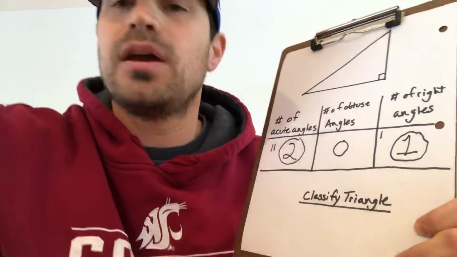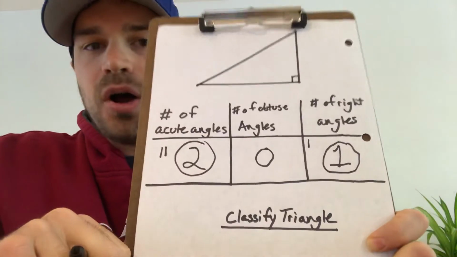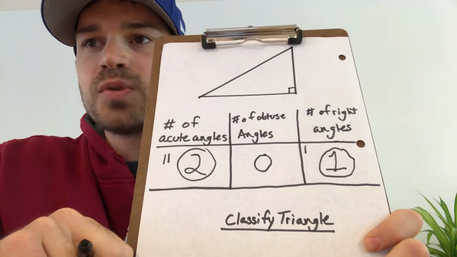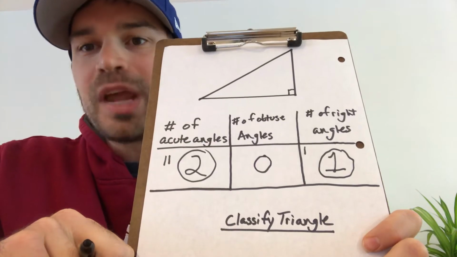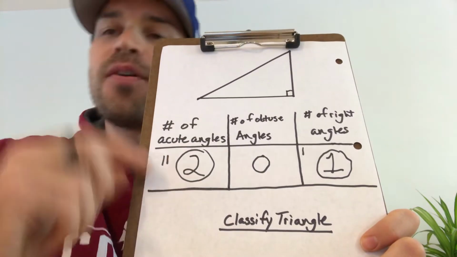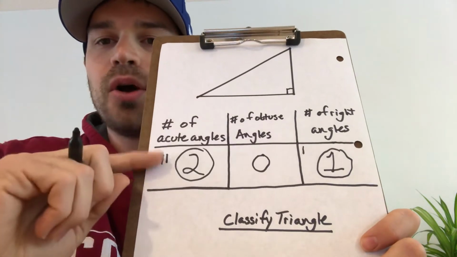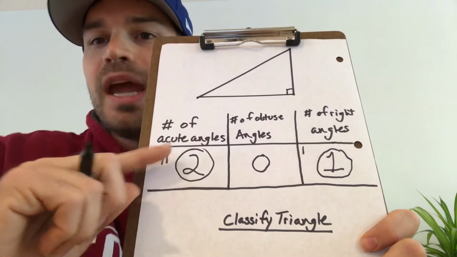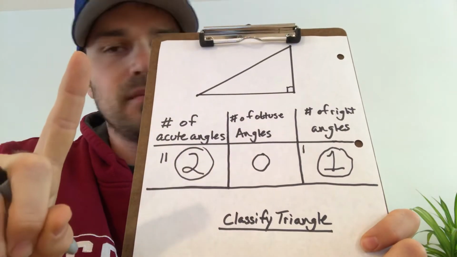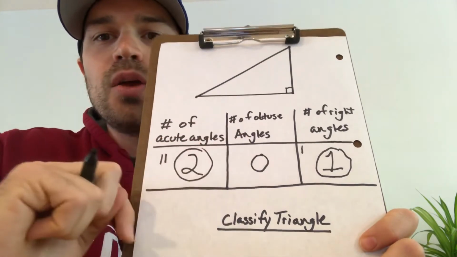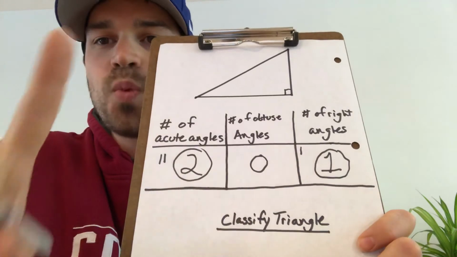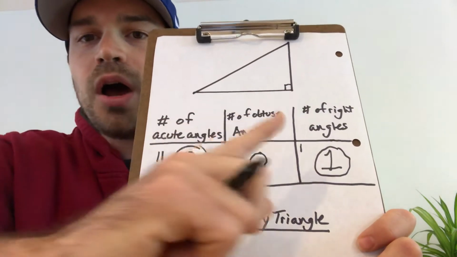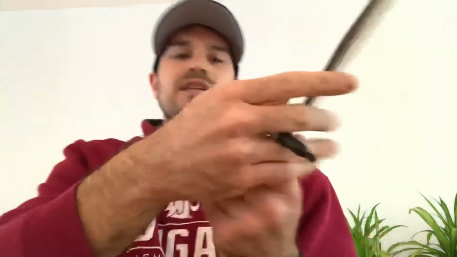Now we need to classify this triangle based on what we know. So the first one we're going to do is what we practiced last week: we're going to classify it based on the angles, okay? It is an acute triangle if all three vertices have an acute angle. We only have two. It's an obtuse triangle if you have one, only one, you can never have more than one obtuse angle. We have none. It's always going to be considered a right triangle if there is one and one only right angle. So this is a right triangle.